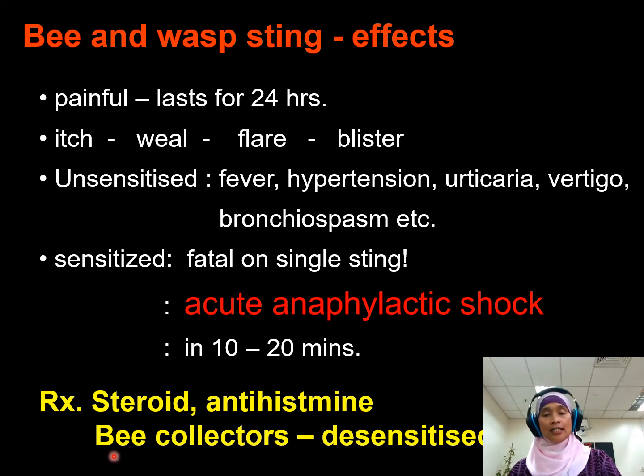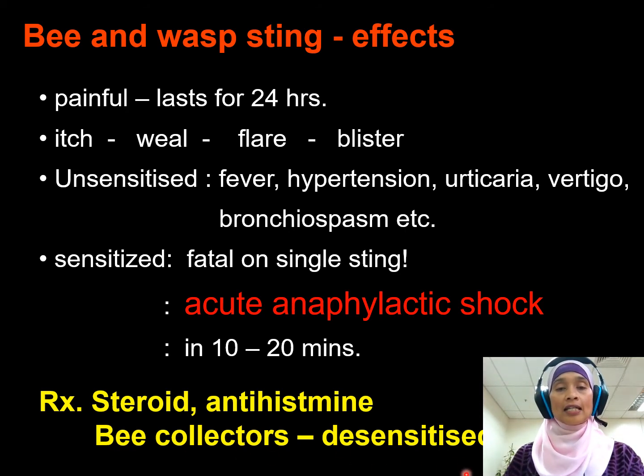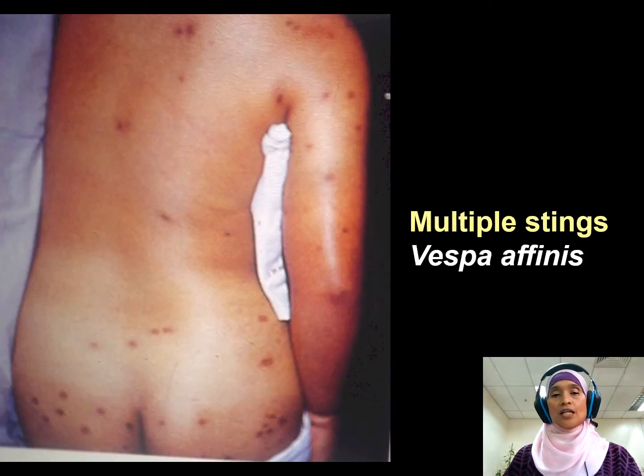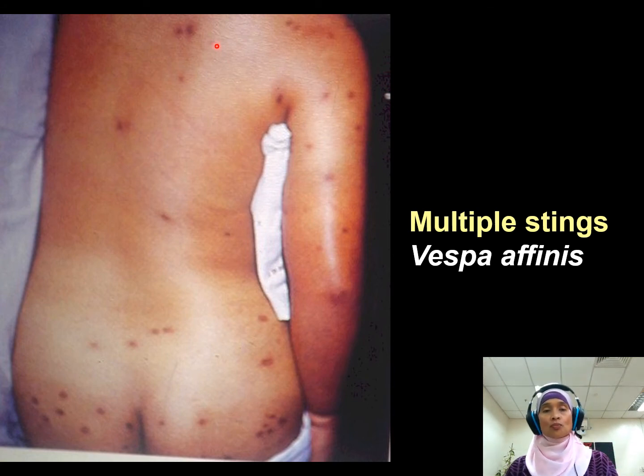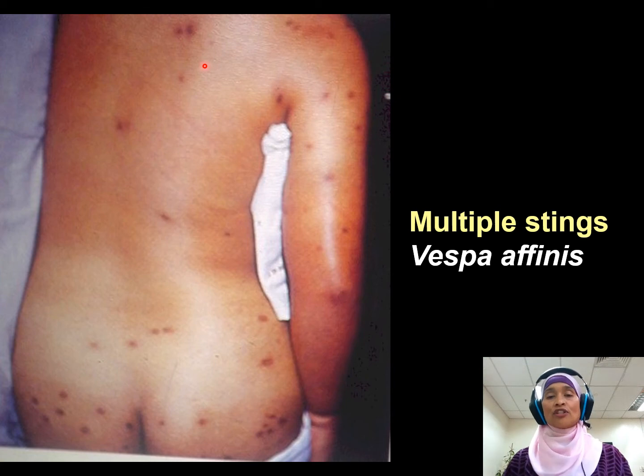Interestingly, a bee collector is said to be desensitized against the sting of a bee because there is chronic low-dose exposure to the proteins, rendering the bee collector desensitized to the bee toxin. This is a photograph of an individual who was stung at multiple locations by wasps. It doesn't indicate whether it's one wasp stinging multiple times or several wasps stinging at different locations.